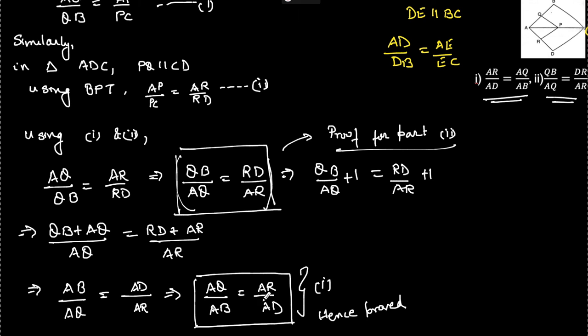So what's the learning? Basically, the moment we see triangles and parallel lines and ratios of sides involved, there's a hint that you can use the basic proportionality theorem or Thales theorem to prove the required relations. Thanks for watching this video.